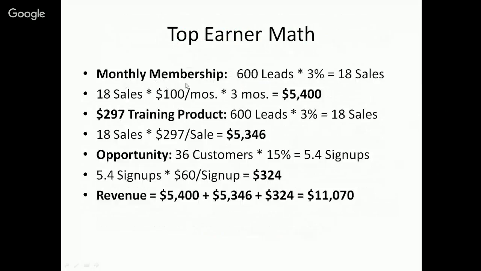So let's break it down on the monthly membership. If you brought in 600 leads and 3% buy an affiliate offer from you, that's 18 sales in a month. That's a $100 commission a sale that month. Take that out over 3 months, guys, that's $5,400. You kind of see what I'm getting at here?